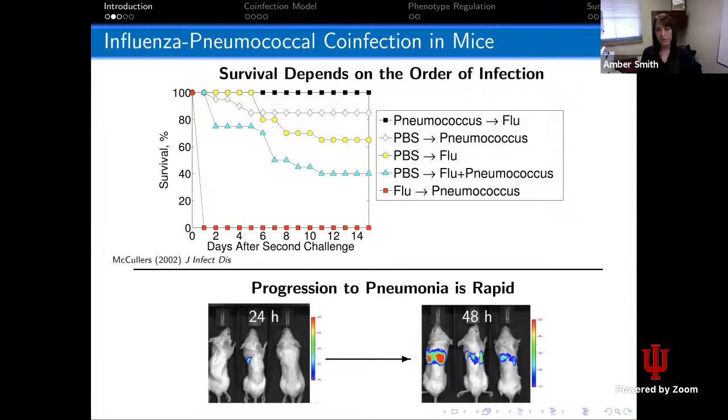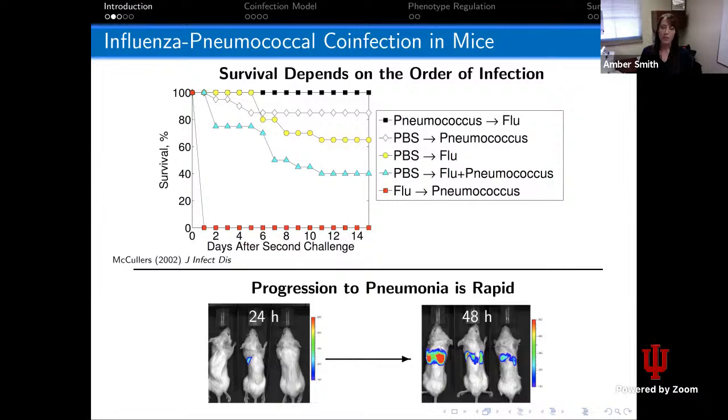So we have the fortunate ability to use a mouse model. The mouse model really recapitulates a lot of the aspects of human disease in terms of the disease course, the immunology, some of the interactions that we might find. Everything seems to follow what happens in humans, although of course humans are extremely difficult to sample, especially when they are very sick with two different pathogens.